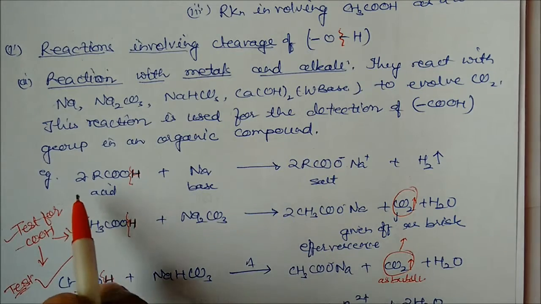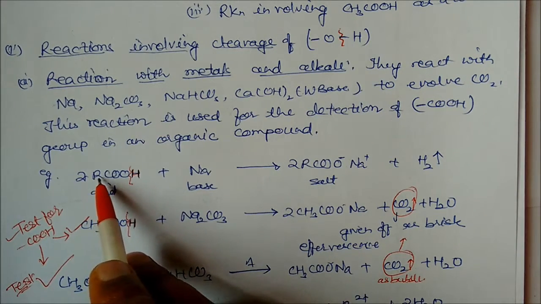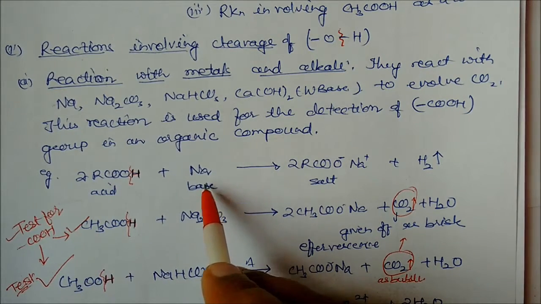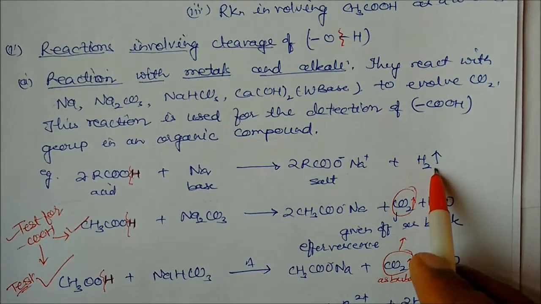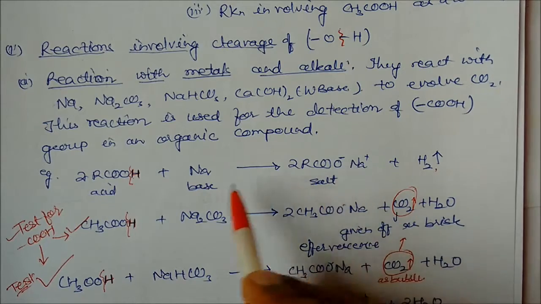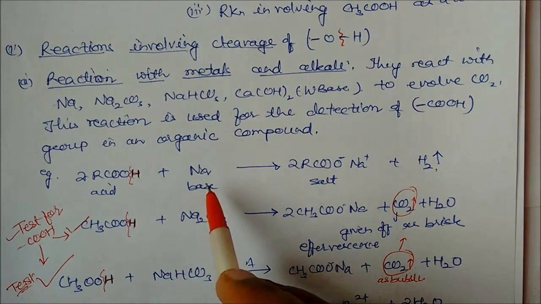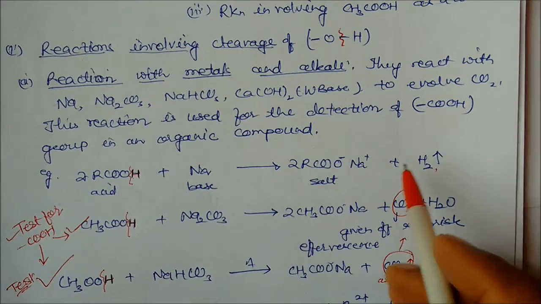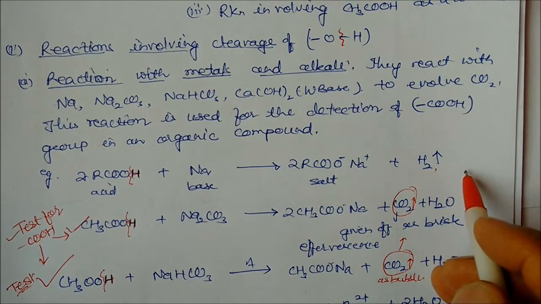How? This is the formula of the acid, where R is any unknown group like CH3, CH2, anything you can take. When you react it with the base sodium, the hydrogen is converted to hydrogen gas and a salt is formed. This is a common acid and base reaction. Hydrogen gas is released, which we can recognize through the pop sound.